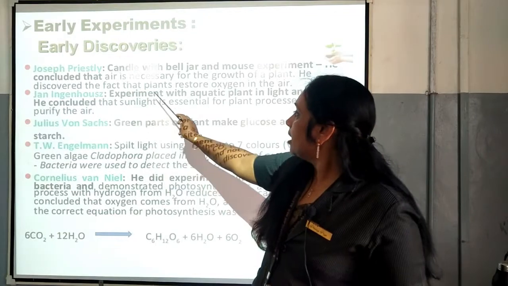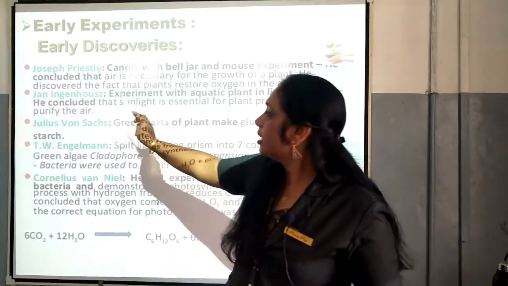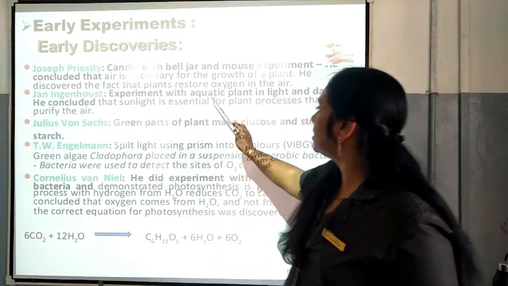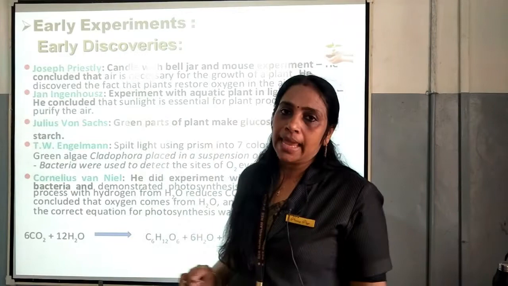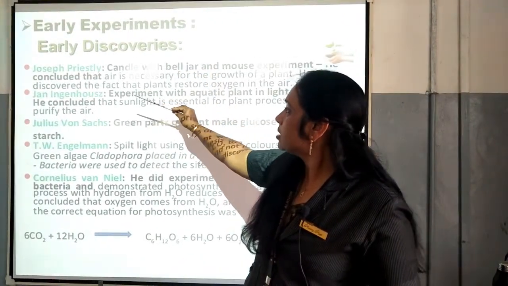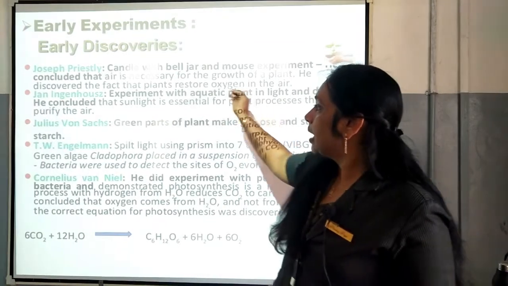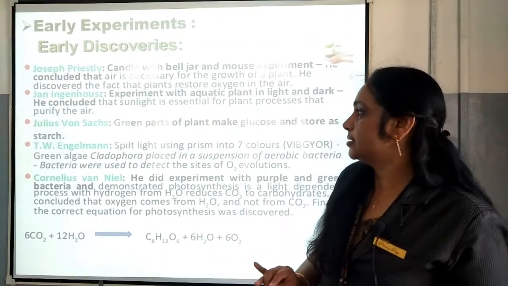He conducted the experiment with aquatic plants in light and dark, and he concluded that sunlight is essential for the plant process that purifies the air. So he said that sunlight is an essential factor for photosynthesis.